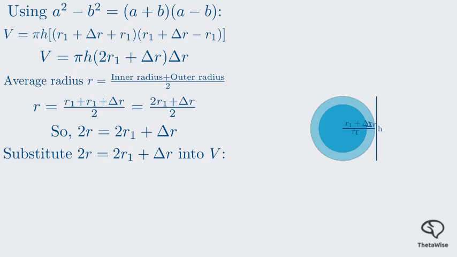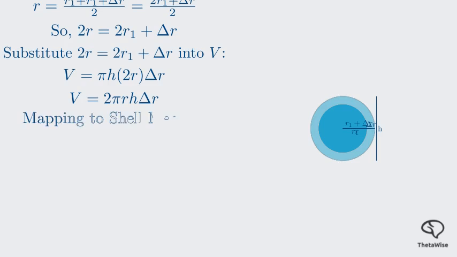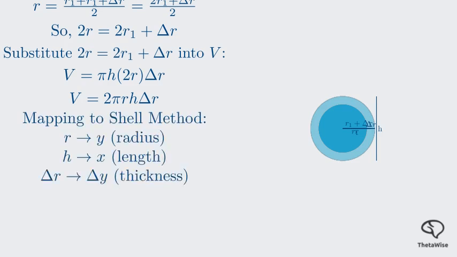We can substitute this expression into our volume formula. Look at what we get. V equals pi h times 2r times delta r. Rearranging this, we get V equals 2 pi r h delta r. This is the exact form of our shell method formula. The average radius r corresponds to the distance y from the axis, the height h corresponds to the length x of our strip, and delta r is the thickness delta y.